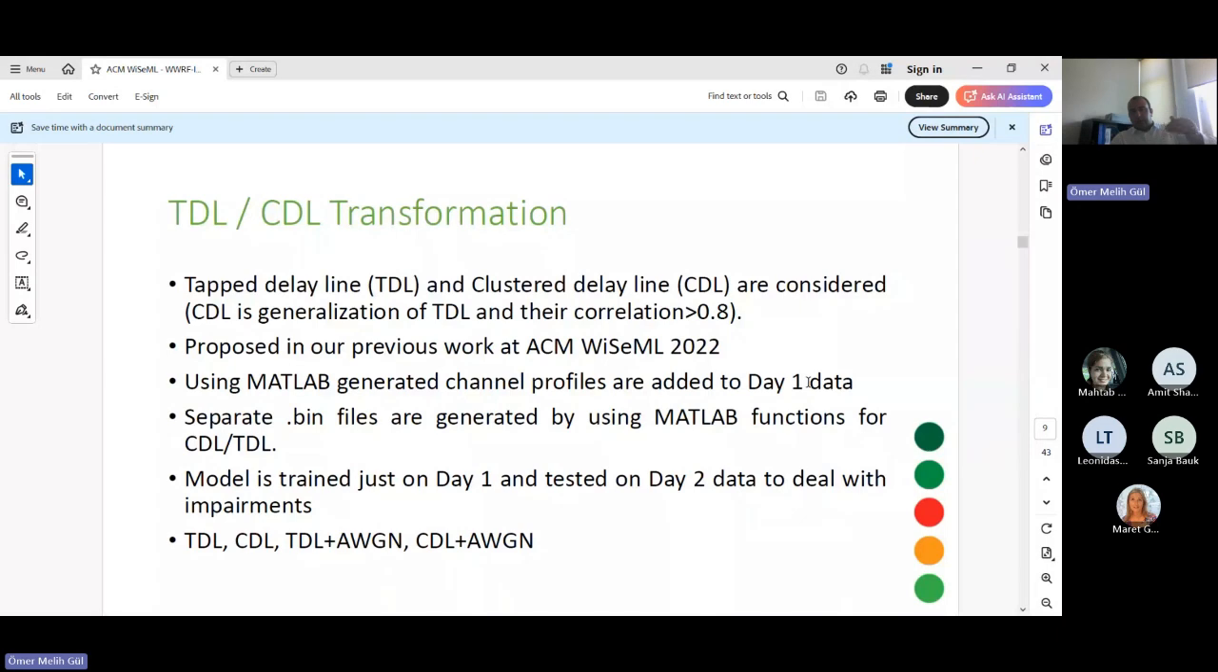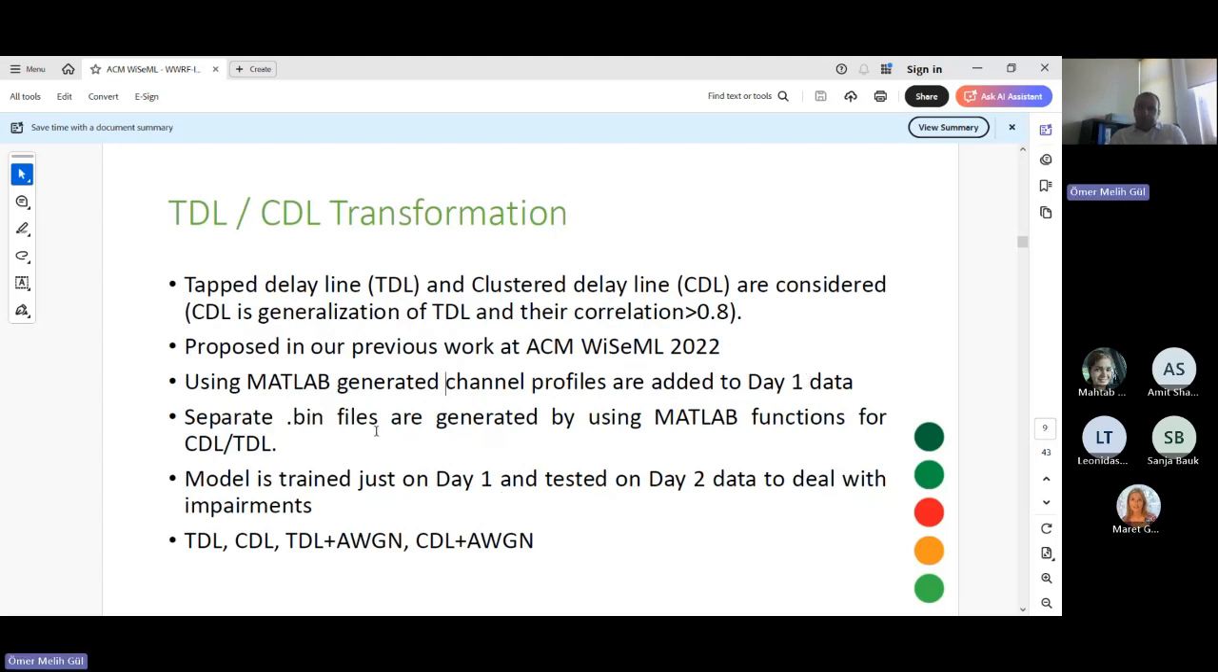But we didn't make this augmentation for day 2. Why? Because we use day 2 as test data, and we don't want to make the test data more and more challenging or augment the test data. We try to augment the train data.